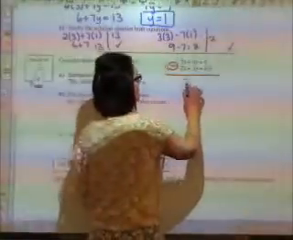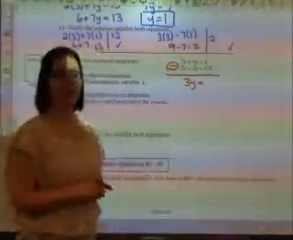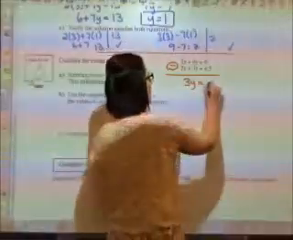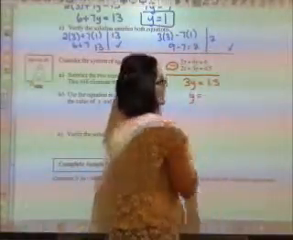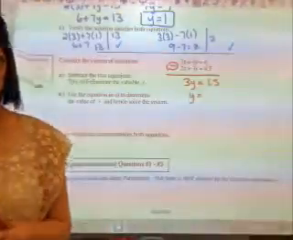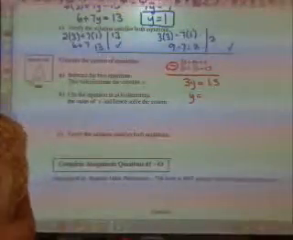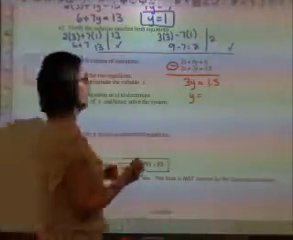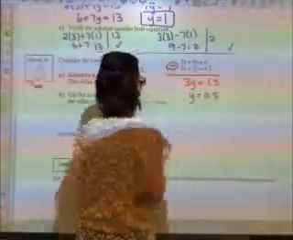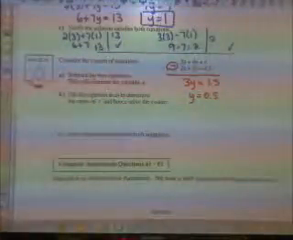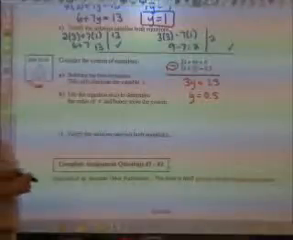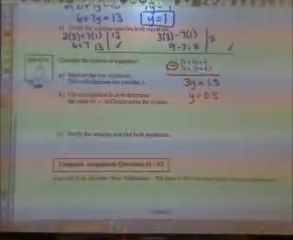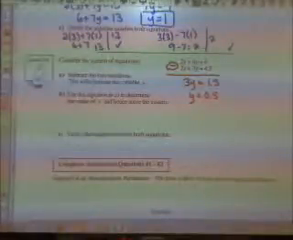I get 3y. And 6 minus 4.5? 1.5. And 1.5 divided by 3 is 1/2. So we'll leave it as a decimal, 0.5. And now I can determine the value of x by substituting y into one of those equations. Would you want to substitute y into the first equation or the second?